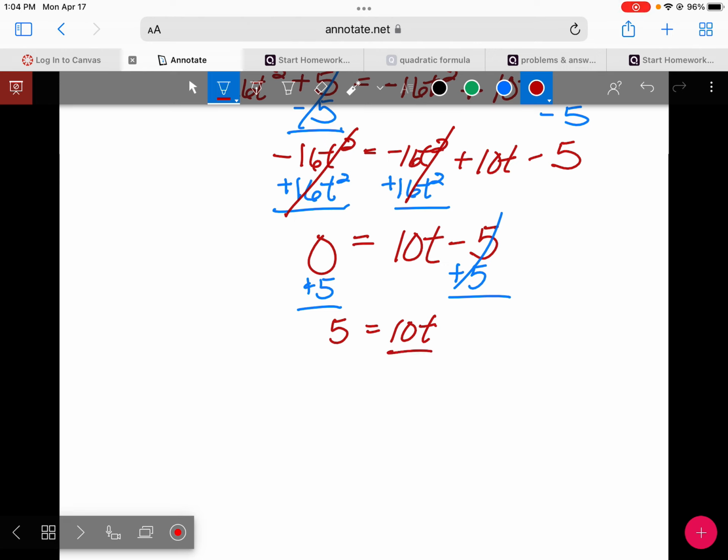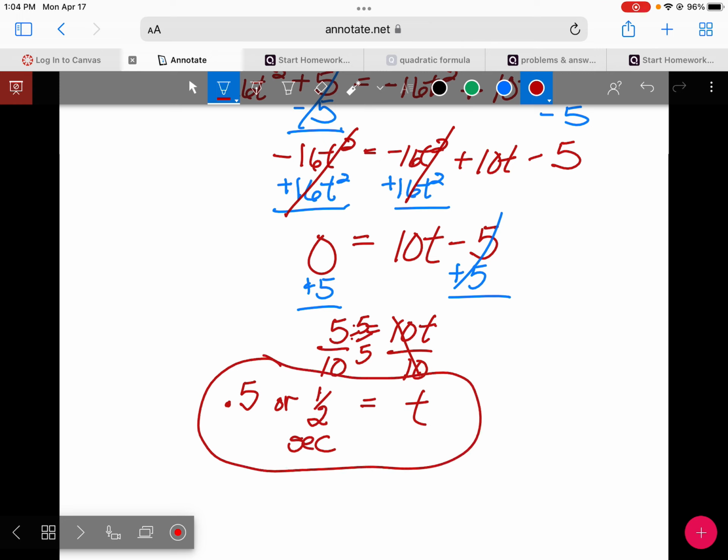Divide by 10. 10 over 10 simplifies. t is equal to what? What does that simplify to? 5 tenths, which simplifies to 0.5 or 1/2, right? If you divide by 5 over 5, or you could leave it and turn it into a decimal, yes, 0.5. We're talking about time, so this is seconds.